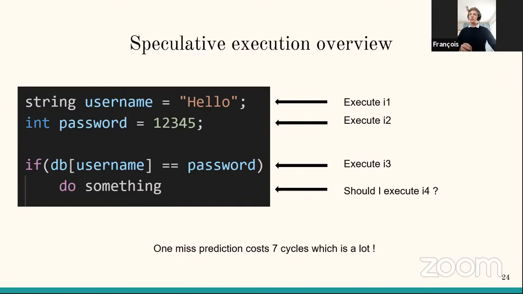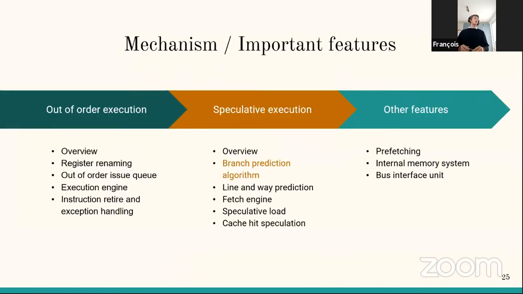Of course, one mispredicted branch costs a penalty, and in the case of our processor, it's 7 cycles. So this is a lot for the processor, which is why the processor needs a very good branch prediction algorithm. We will see what kind of algorithm is implemented for this processor. So let's have a look now at the branch prediction algorithm.